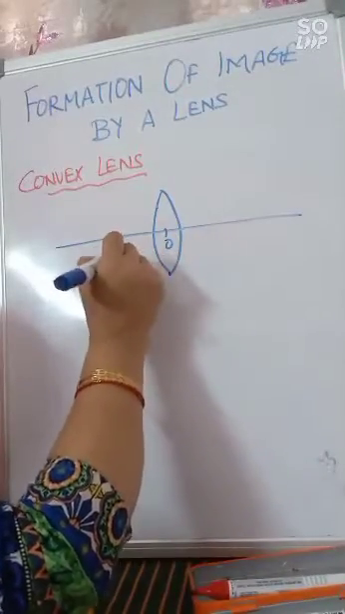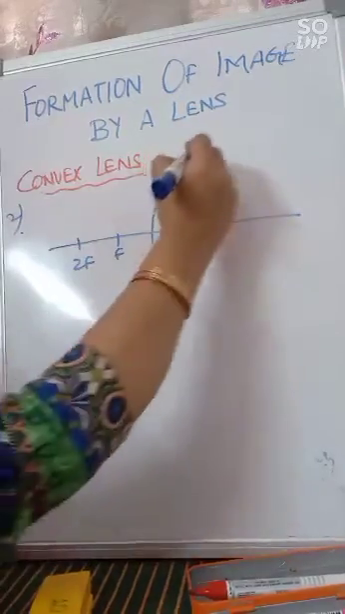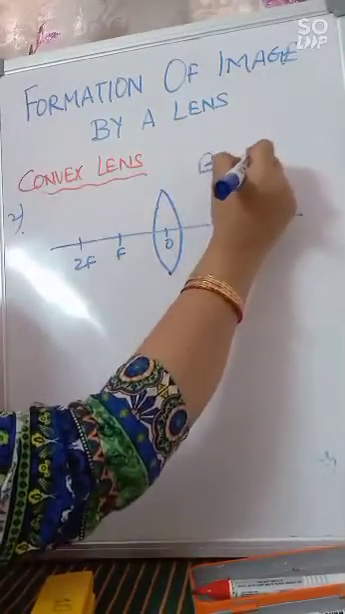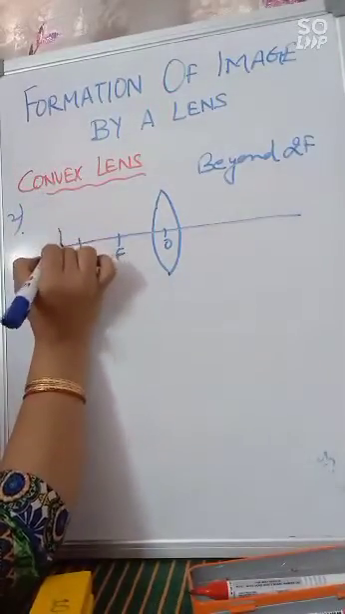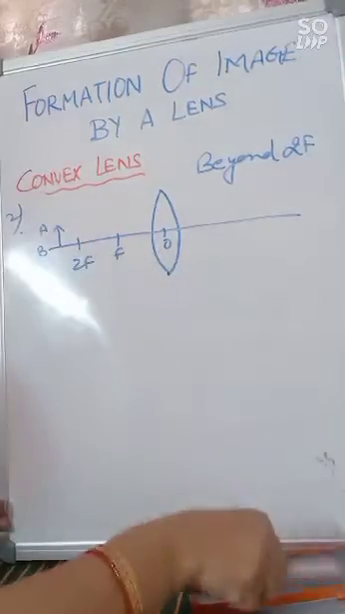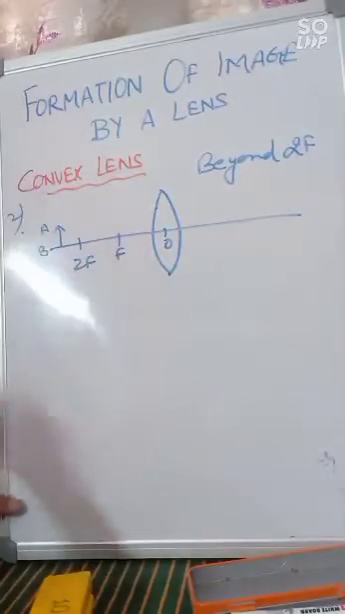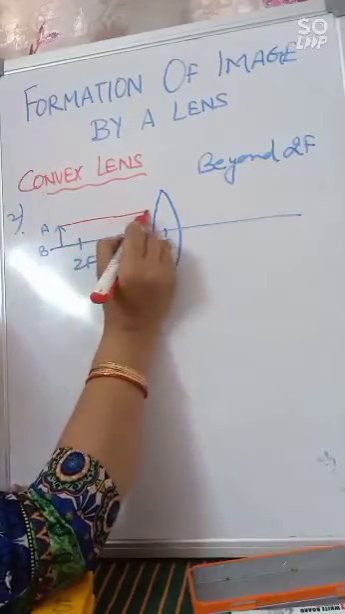This is O, F, 2f, right? And this is your second case, beyond 2f. So beyond 2f, suppose I'm having this object AB, right? So this is your object AB. Now, a ray parallel to principal axis.